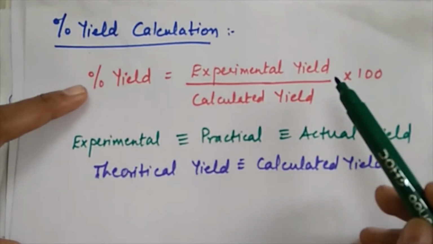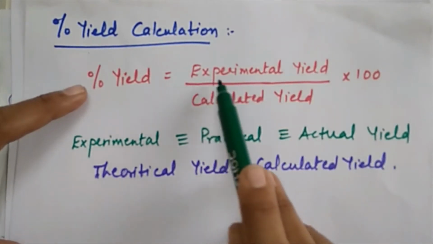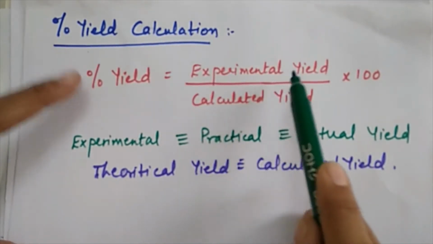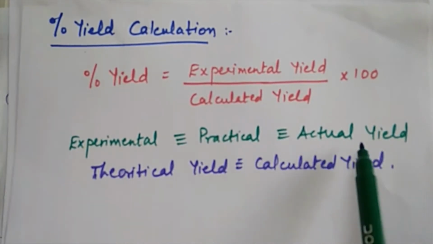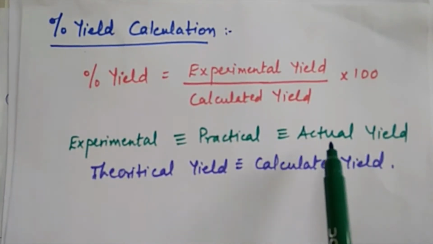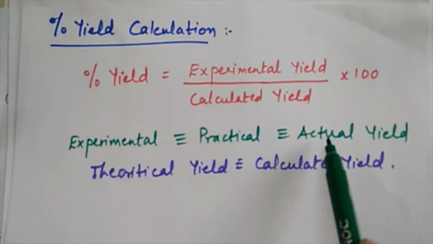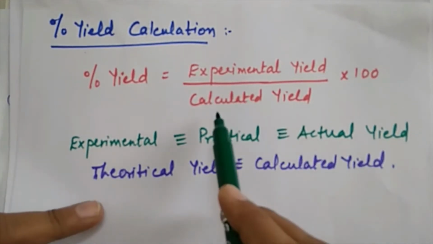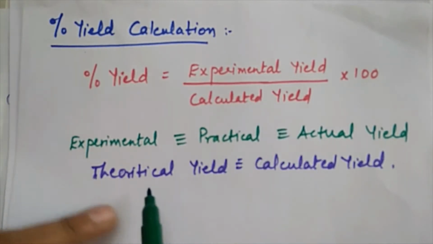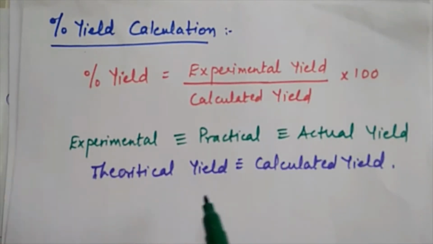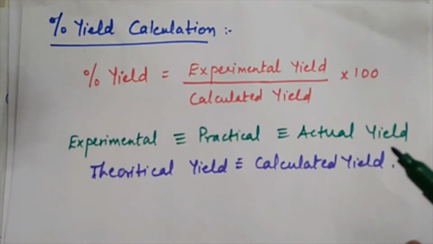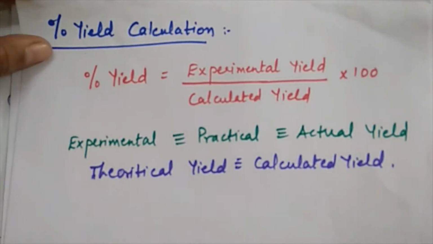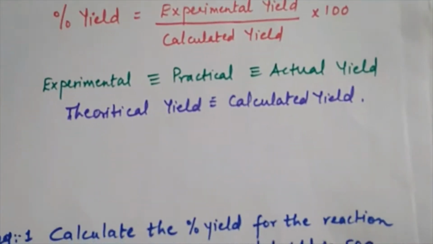So let us understand two terms. First of all, one term we have is the experimental yield, which we also call the practical yield or the actual yield. This is the yield that we determine practically. And the second term is calculated yield, or the theoretical yield. Theoretically, the yield should be something that is given, and practically the yield that we get is the synthesized product, and we determine that, we calculate that.